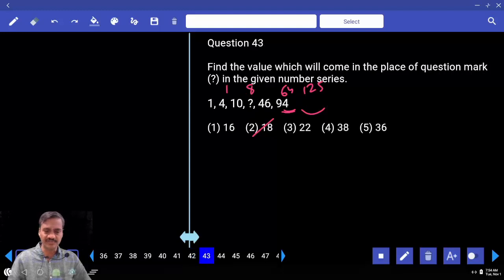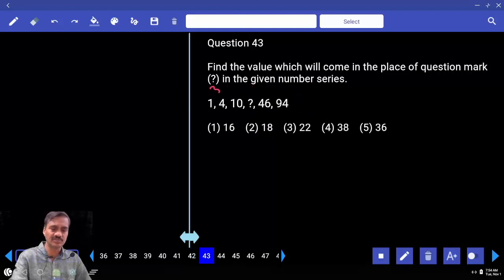Then next one, 43. Now in this 43, 1 and 4, the difference is 3. 4 and 10, the difference is 6. And 46 and 94, the difference is 48. Now 3, 6, 12, 24, 48. 3 into 2, 6; 6 into 2, 12; 12 into 2, 24. 10 plus 12 is 22, choice 3, question number 43.